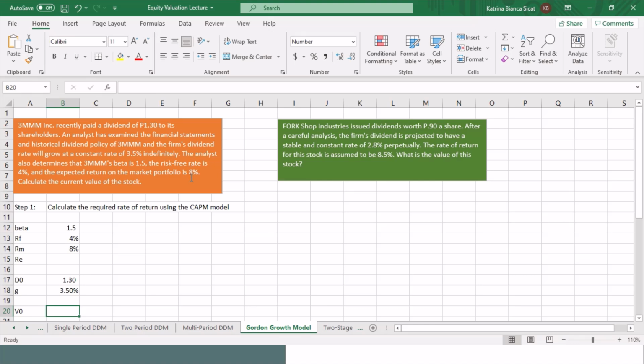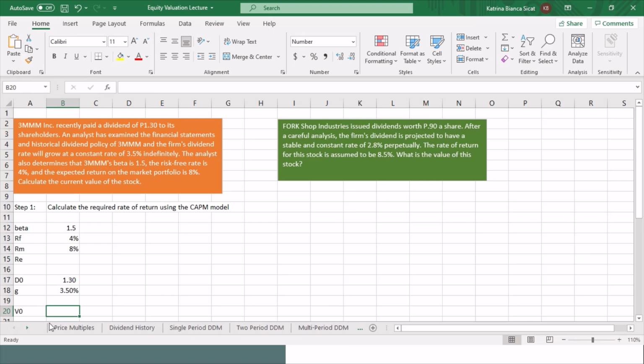Okay? The problem with this question, hindi ibinigay yung ating required rate of return. So, kailangan kasama dun sa ating problem na i-compute muna yung ating required rate of return. Okay. So, if that's the case, kung hindi outright given sa problem, kailangan mo muna siyang i-compute. Okay? So, kaya dito nilagay ko, step 1, calculate the required rate of return using the CAPM model. So, the beta is 1.5. The risk-free rate is 4%. The market return is 8%. Now, compute for the required rate of return.